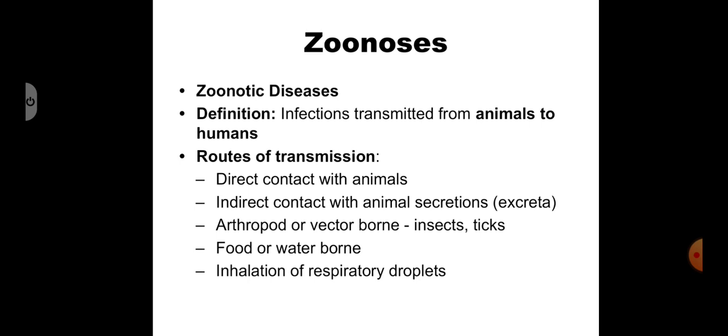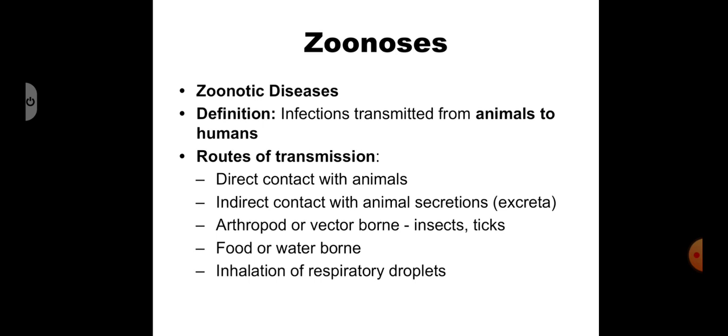So zoonosis or zoonotic diseases are infections transmitted from animals to humans. What are the routes of transmission? It can be by direct contact with animals. Say you're bitten by a dog, you acquire rabies infection. Or your profession is a veterinary doctor, or you're working as a cattle rearer. When you come in contact with animals, you can acquire some infections. Or you have some pet dogs at home, you can get some fungal infections like ringworm infection.